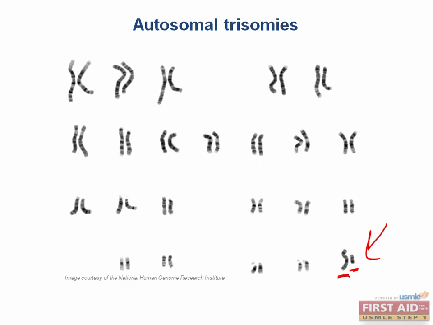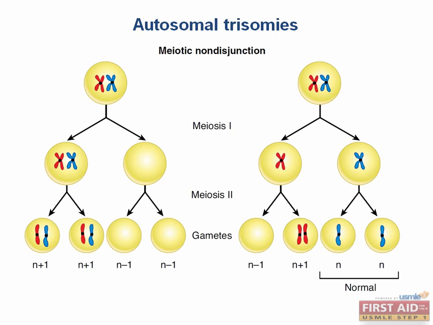So how does a trisomy happen? This can be caused by one of several possible errors during meiosis. Non-disjunction is when chromosomes fail to separate during meiosis. So non-disjunction during meiosis 1 will result in both homologous chromosomes ending up in one gamete. And non-disjunction during meiosis 2 can result in having 2 sister chromatids end up in the same gamete. Chromosomal translocations, which I'll talk about in a couple minutes, can also result in autosomal trisomies.